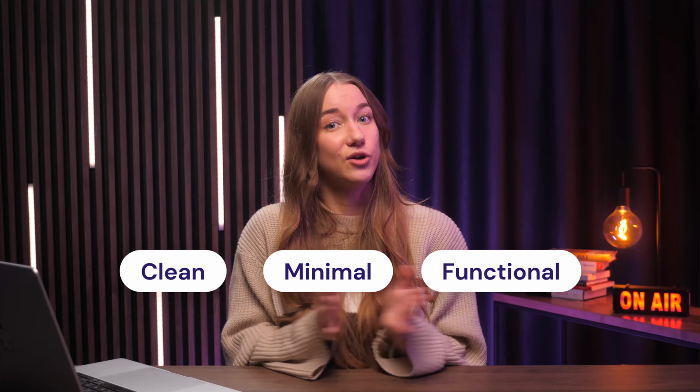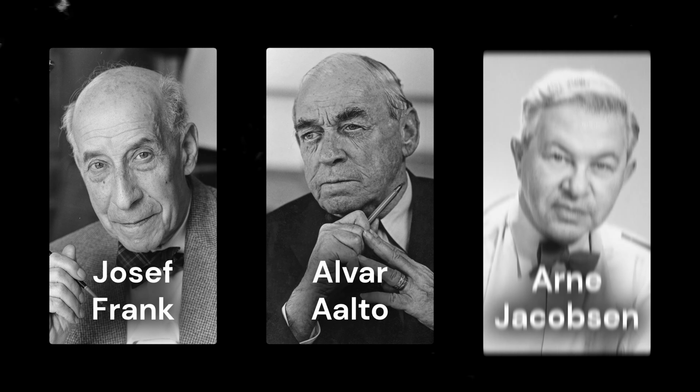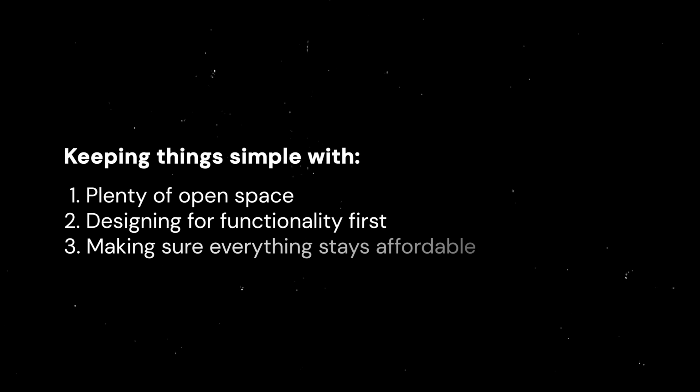But now the time has come to look into another star of today's video, which is Scandinavian web design, which is also known for keeping things clean, minimal, and functional while still looking amazing. Now, Scandinavian design originally took off in the 1930s thanks to designers and architects like Joseph Frank, Alvar Aalto, and Arne Jacobsen. And it really borrowed a lot from the modernism movement, which emerged in the late 19th century, like keeping things simple with plenty of open space, designing for functionality first, and making sure everything stays affordable.